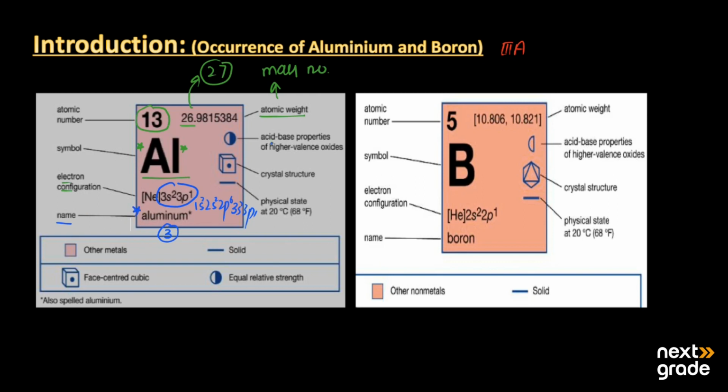Then we have the acidic or basic properties of its higher valence oxides. Mainly this symbol shows that it has equal relative strength for acid and base. On the other hand, here we have its crystal structure. Its crystal structure is mainly face-centered cubic in shape. Next, we have its physical property. Physical state at 20 degrees Celsius: at STP, standard temperature, it is in the solid state.